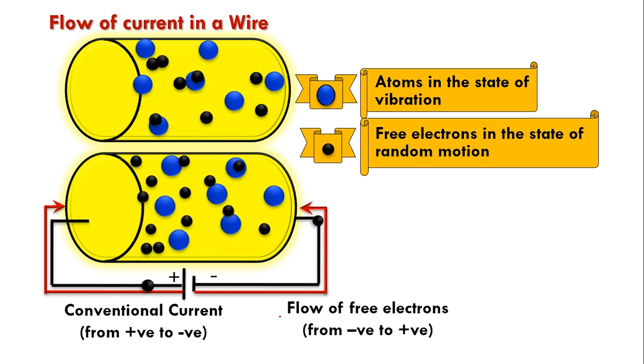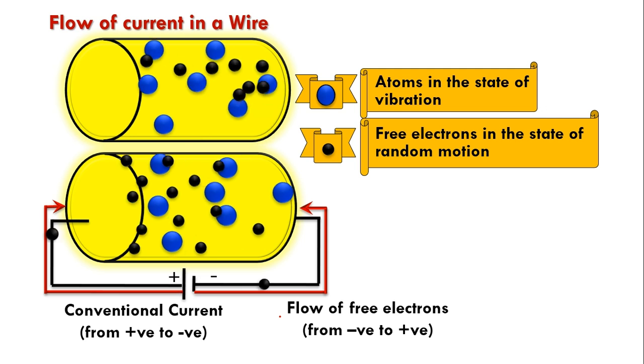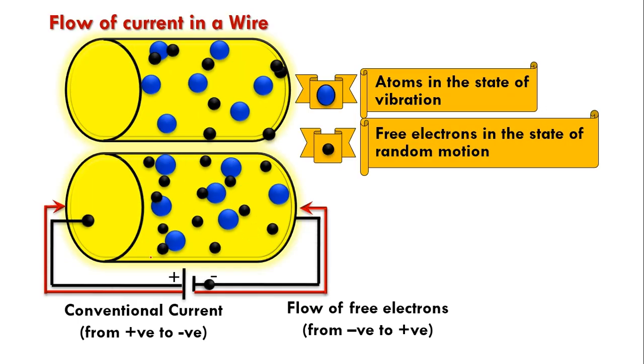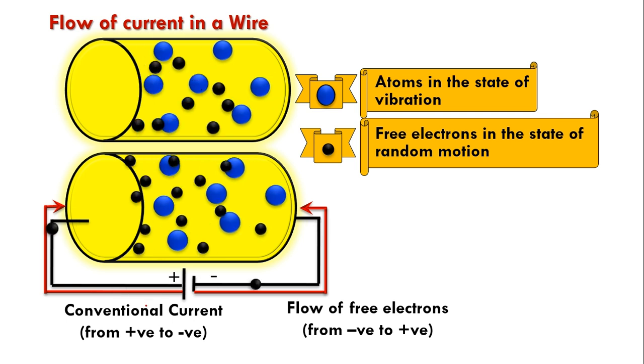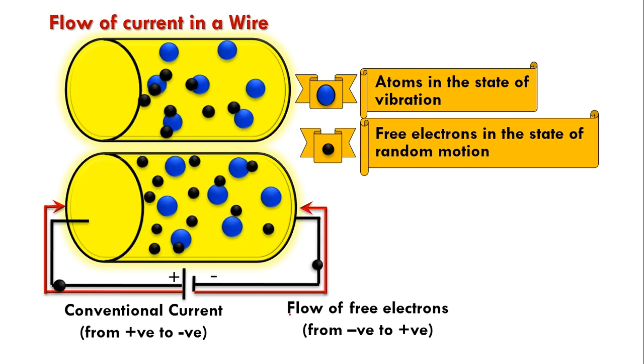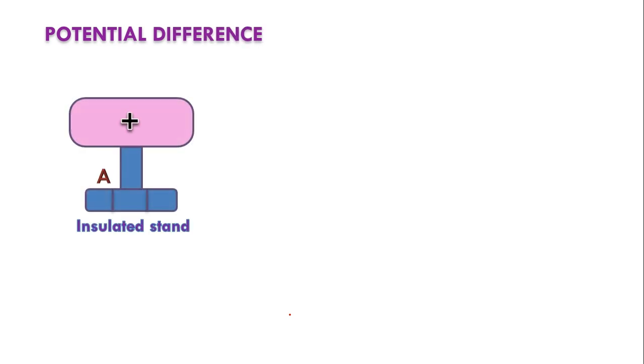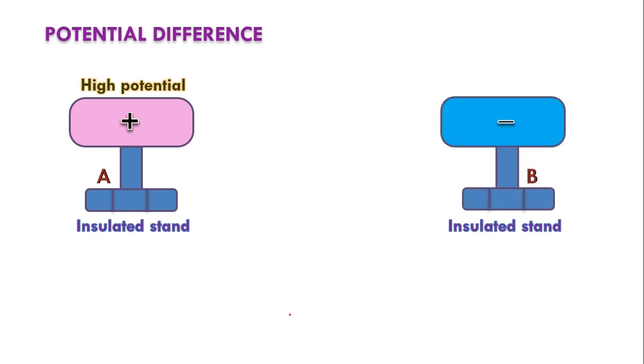But free electrons move from negative terminal to positive terminal. Keep it in mind here. The conventional current always flows from positive to negative terminal, and free electrons move from negative to positive terminal. Potential difference is the difference between the higher potential and lower potential. Is it right? Here we have A at a higher potential and B at a lower potential, both on insulated stands.